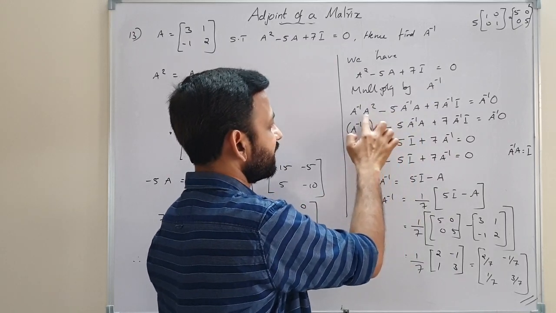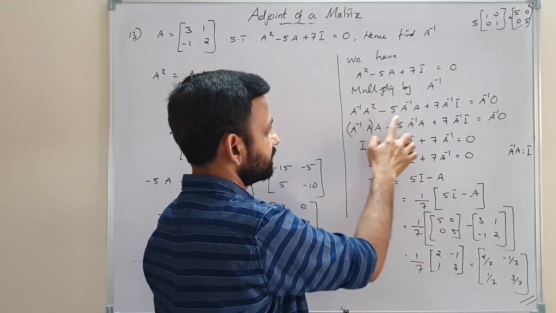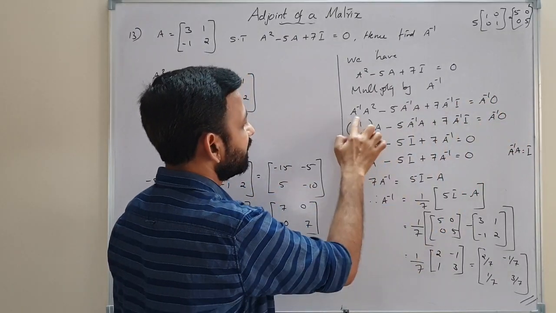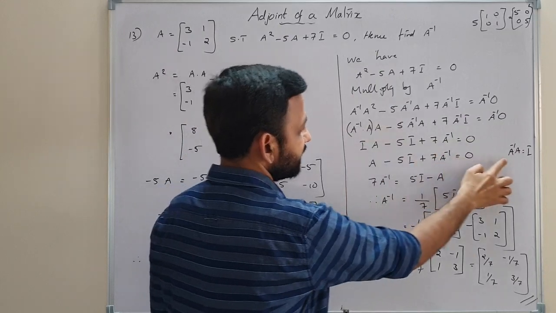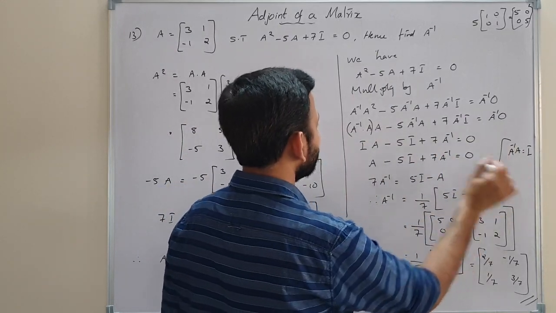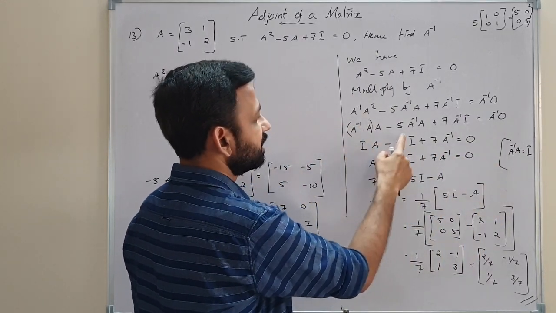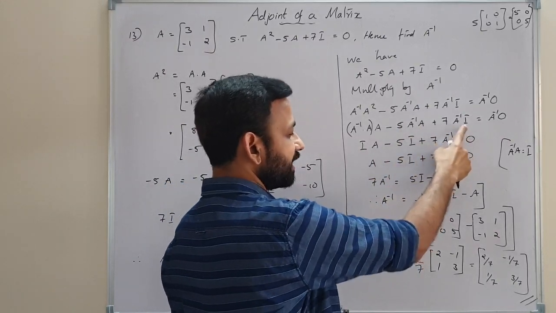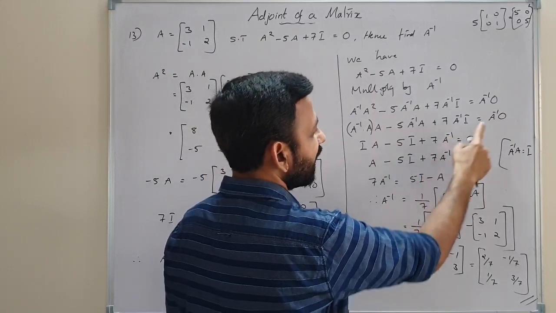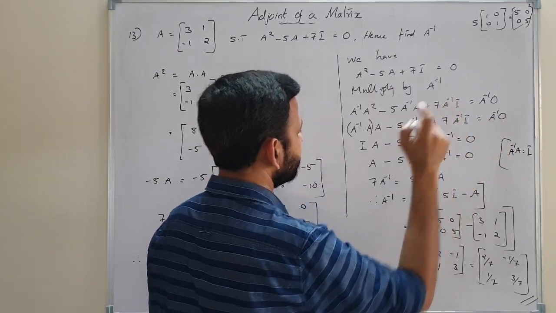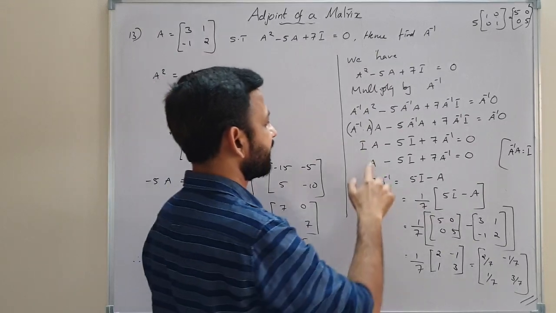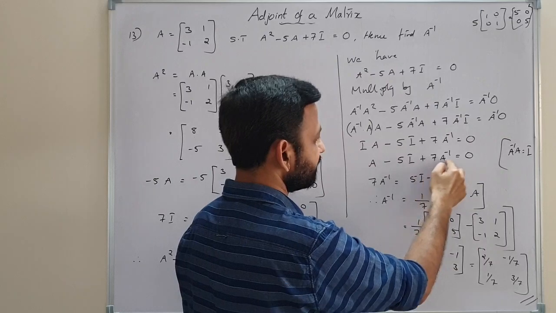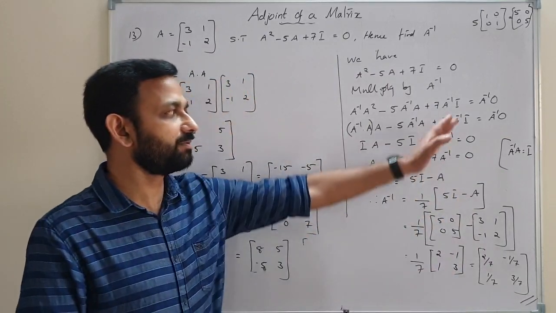Now A square we can write as A into A. Then same, here it will be 0 matrix. Then A inverse into A, that is identity matrix. So we can replace this one by I, and here also we can replace by I, and here A inverse into identity matrix will be A inverse, and A inverse into 0 matrix will be 0 matrix. One more step we can write I into A, that is A minus 5I plus 7 A inverse equal to 0 matrix.